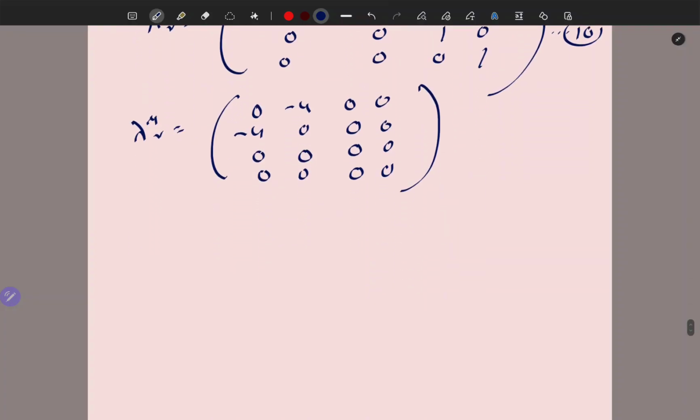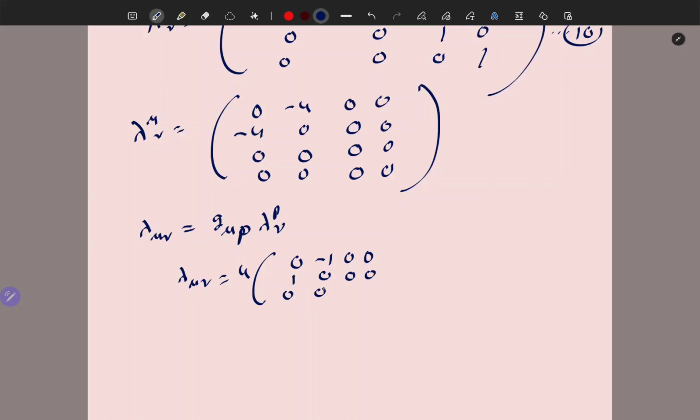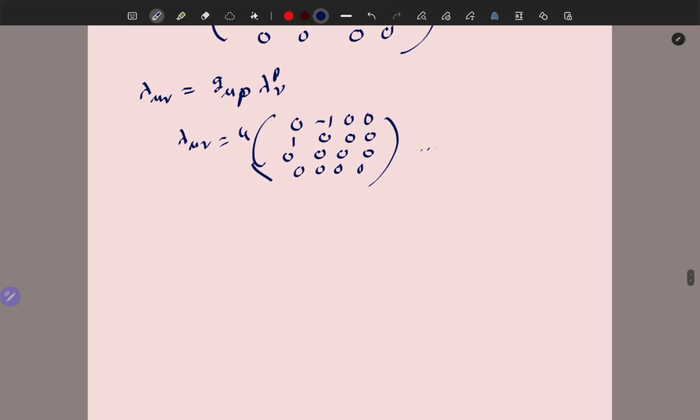And from this it is seen, using lambda mu nu equals g mu rho lambda rho nu, that lambda mu nu equals u times the matrix with entries 0, minus 1, 0, 0; 1, 0, 0, 0, and otherwise 0. This is equation number 12. And so lambda prime 1 0 equals u.